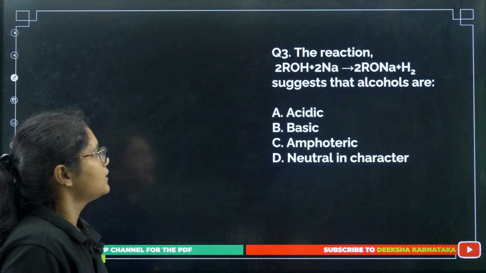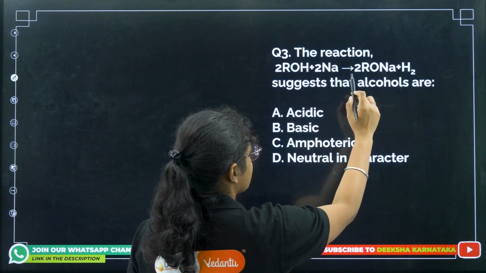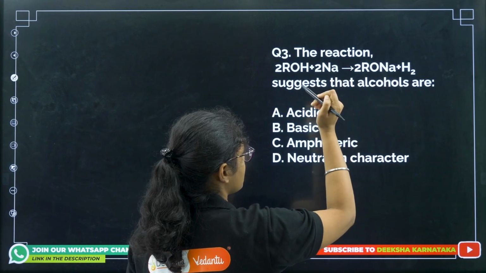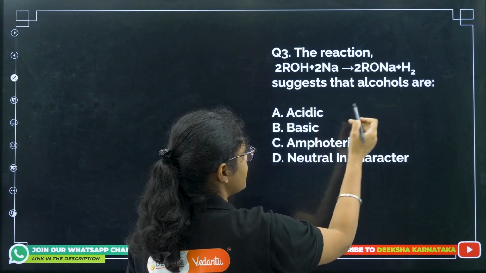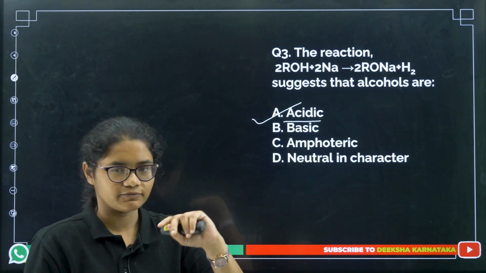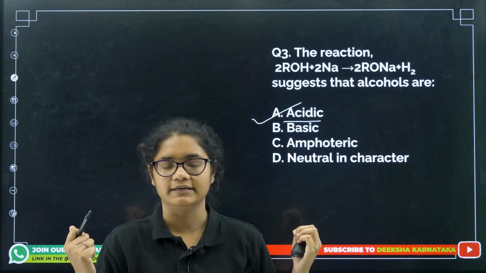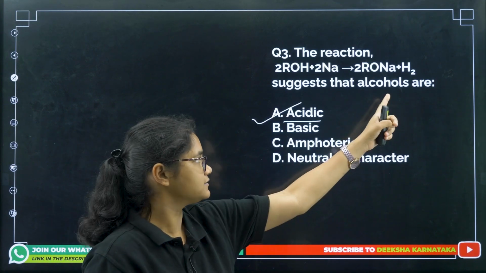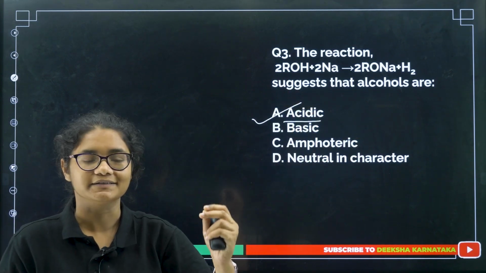Next, the reaction ROH plus Na gives RONa plus H2, this is your reaction with metal, suggests that alcohols are acidic in nature. If you remember, even in 10th class we studied that acids react with metals to give hydrogen gas. So when hydrogen gas is produced, this must behave as an acid.